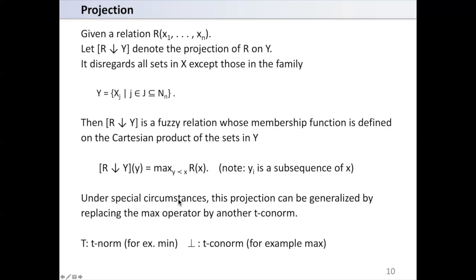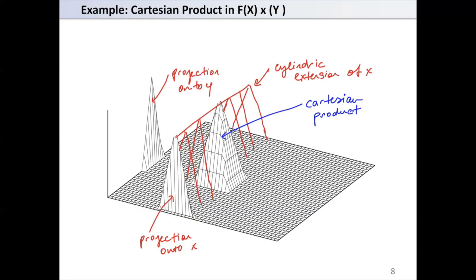Under special circumstances, this projection can be generalized by replacing the maximum operator by another operation, a T-conorm. So we have T-norm, for example, minimum can be used as a T-norm, and also we have T-conorm. This symbol is used for T-conorm, and for example, maximum may be used for this purpose, and T is used for representing T-norm.